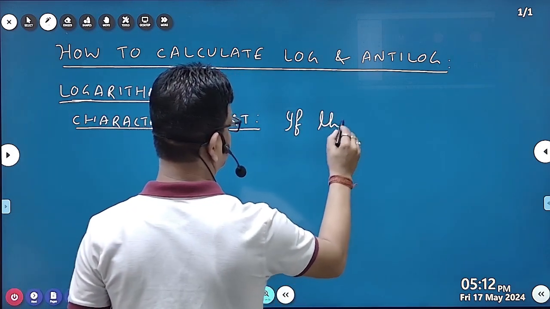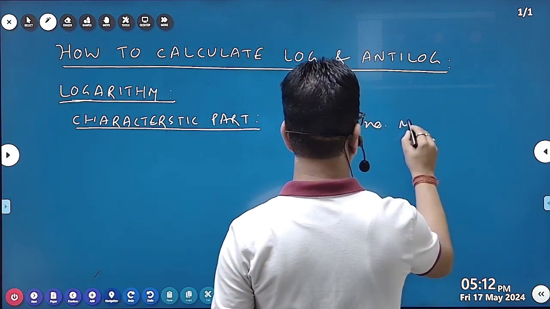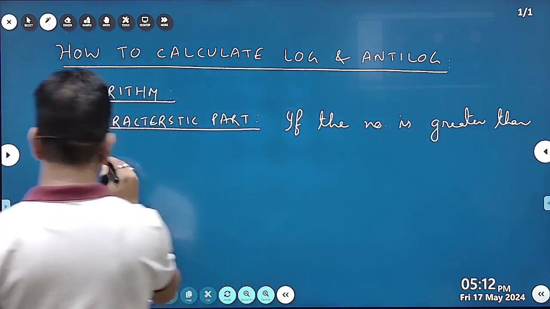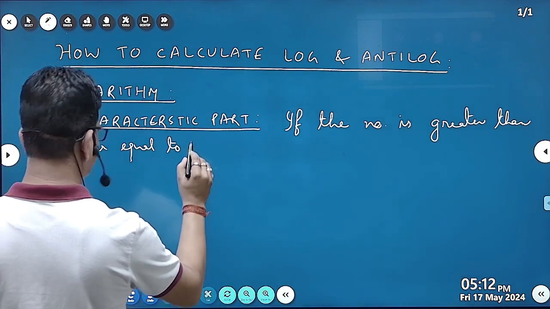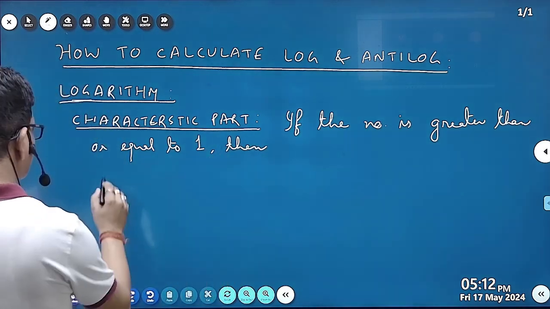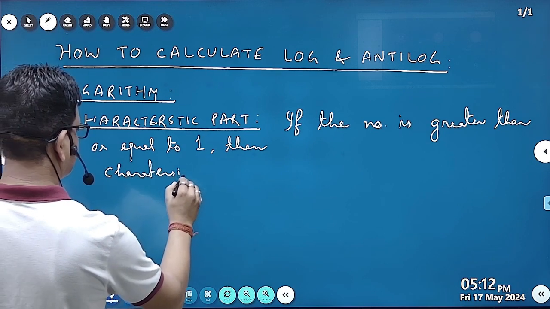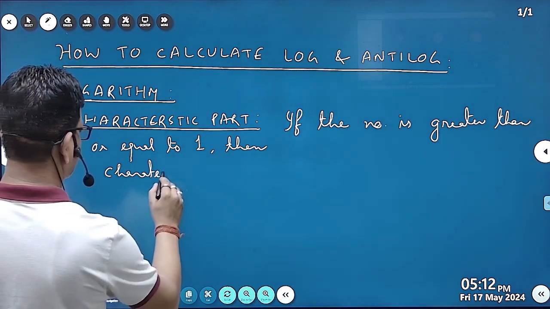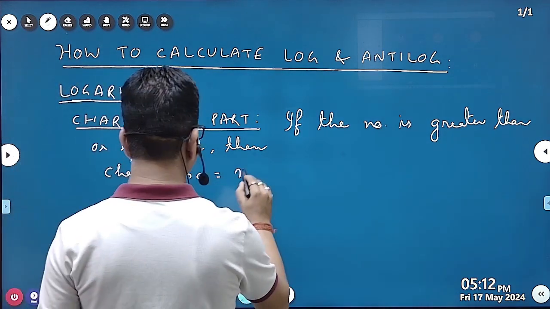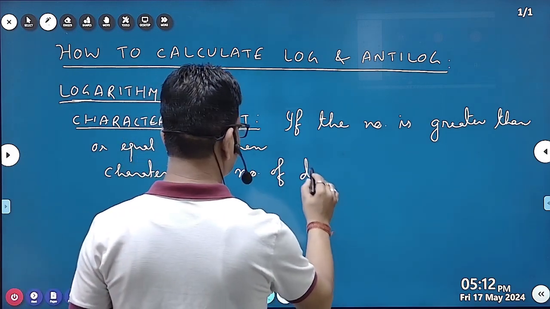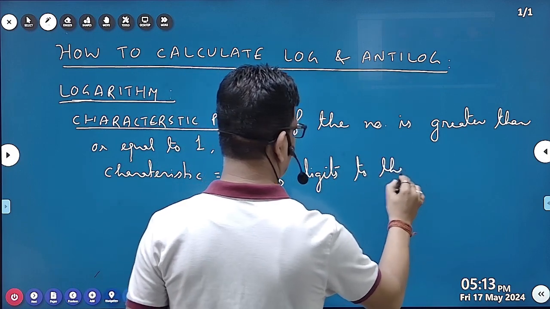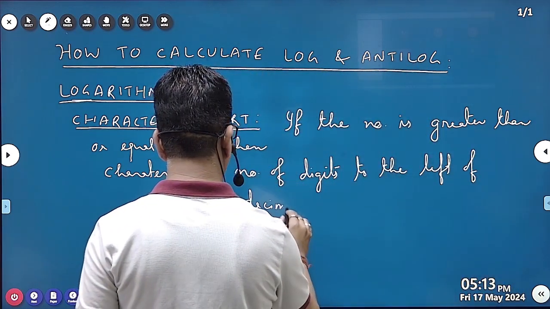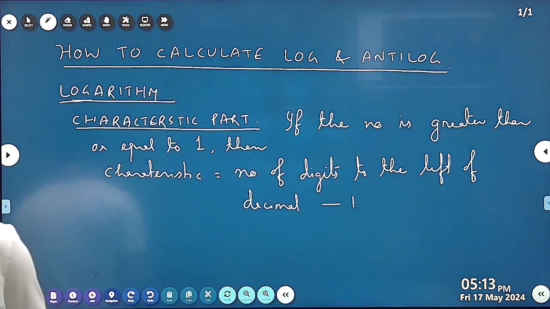Just to write it down once, then you will understand what to do. If the given number is greater than or equal to 1, then the characteristic equals the number of digits to the left of the decimal, minus 1.